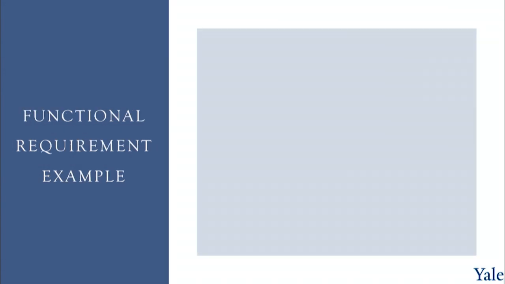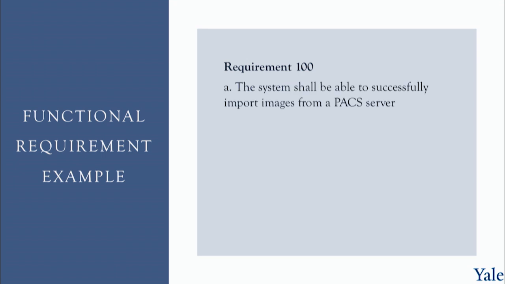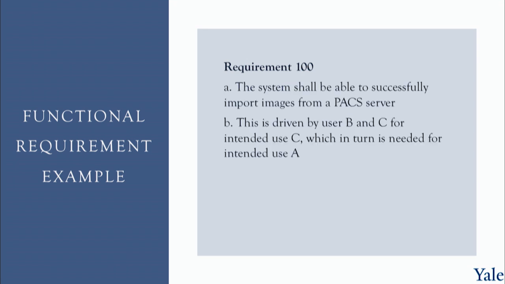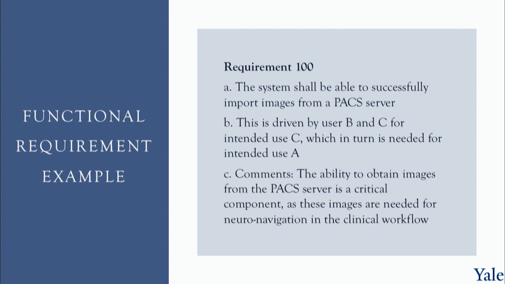So to go back to a system requirement specification, we'll show an example of each of the kinds of requirements. Here's a functional requirement. The system shall be able to successfully import images from a PAC server. This is driven by these following users and use cases. And the comments: the ability to obtain images from the PAC is a critical component, as these images are needed for neuro navigation in the clinical workflow. If you don't have the images, you can't navigate with them, basically.